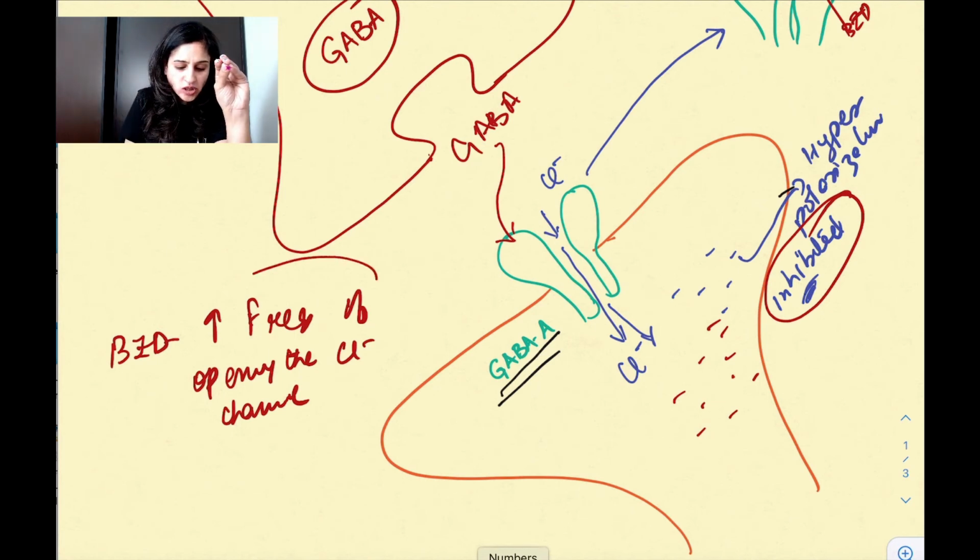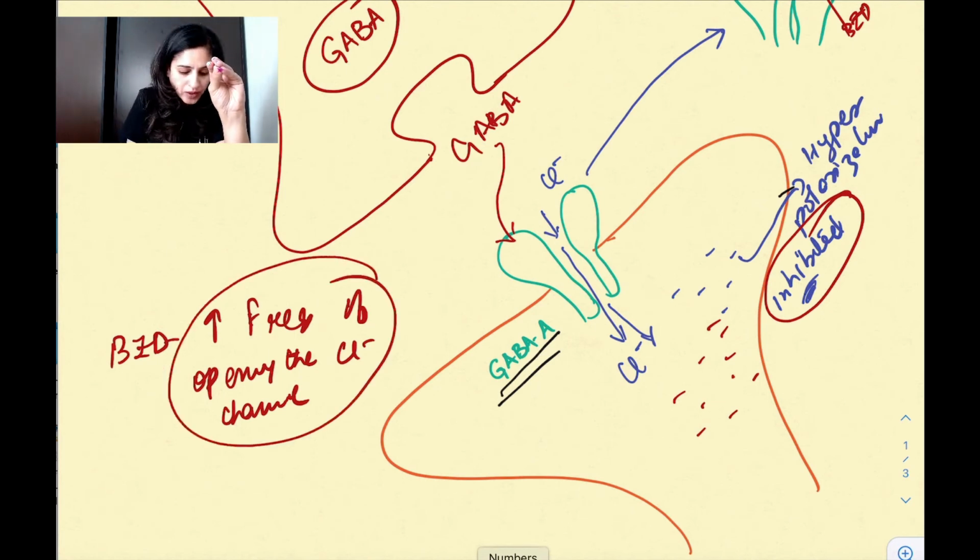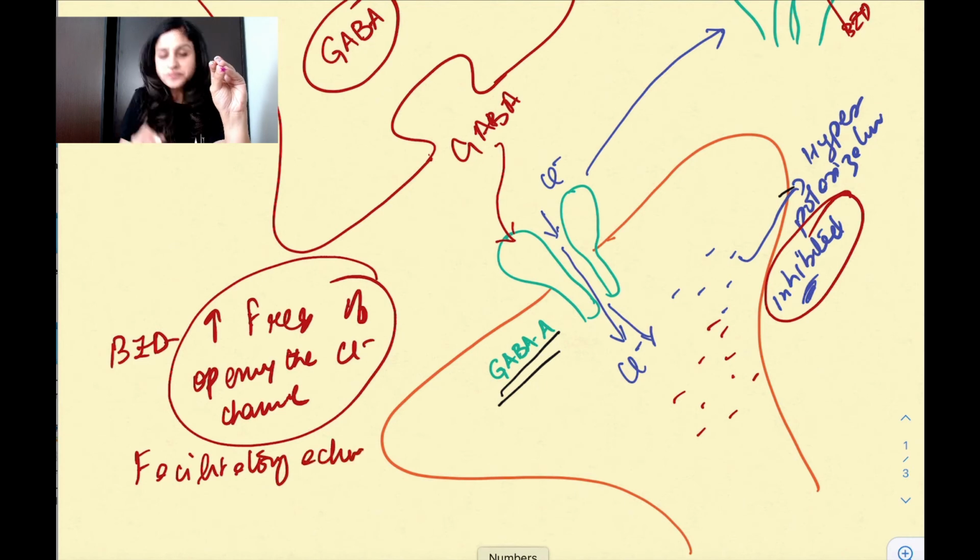So this action of increasing the frequency, we call it a GABA facilitatory action. GABA facilitate. That's how benzodiazepines are going to work.